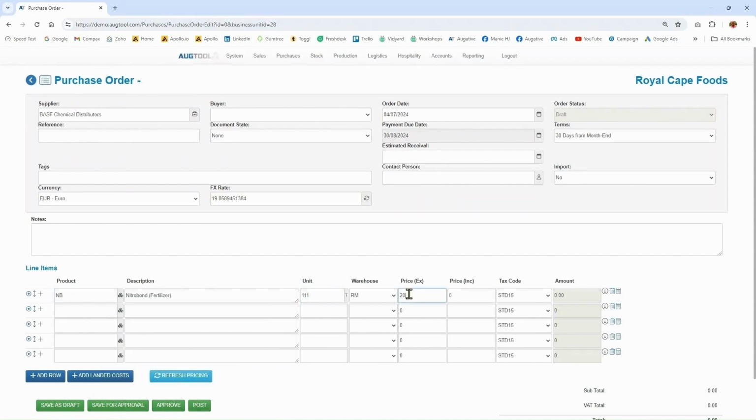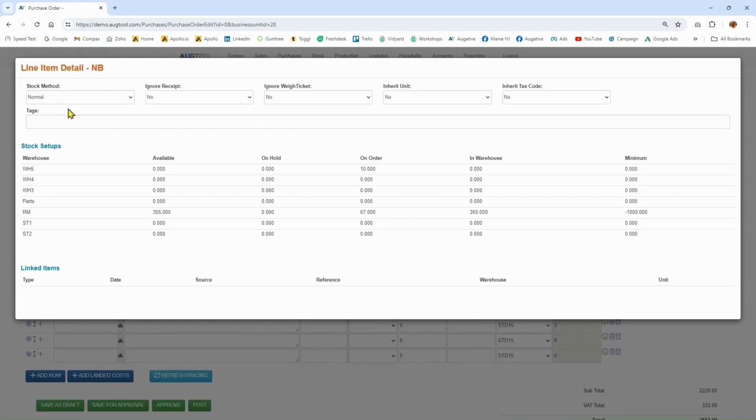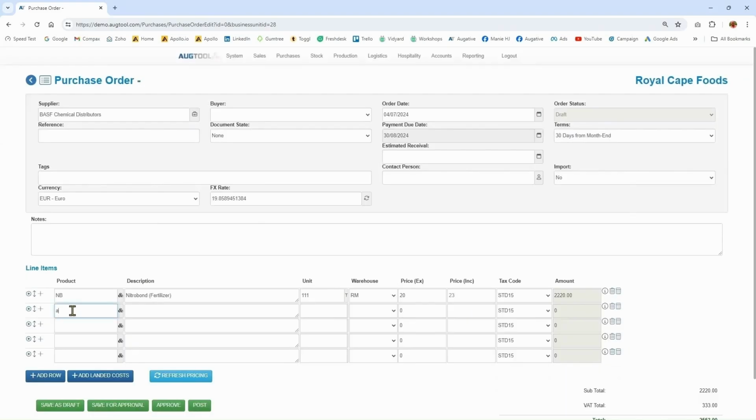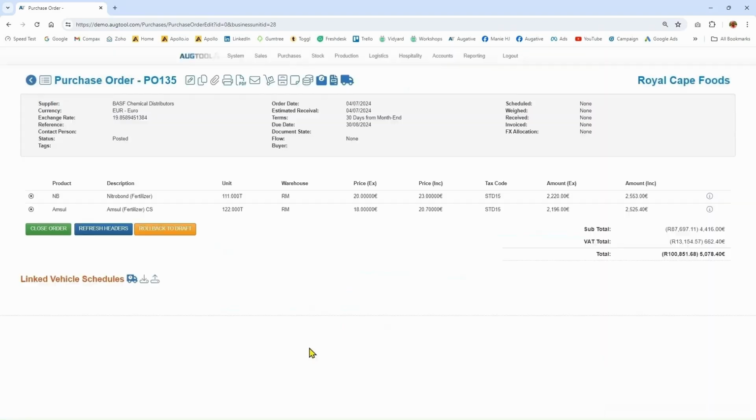add some nitrobond to one line and mark it as consignment, and add another line for AMSUL and leave it as normal stock. No consignment stock exists yet, and landed costs are covered in another video, but could be added here.